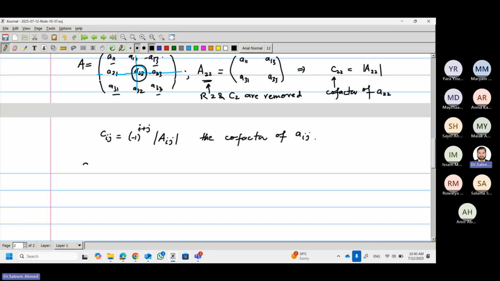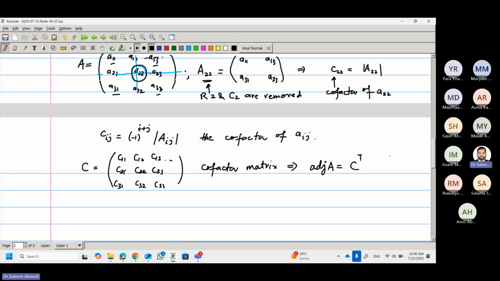Then you write a matrix C, which is called a cofactor matrix: C11, C12, C13, C21, C22, C23, and then C31, C32, C33, and so on, because you have all the cofactors. This is called the cofactor matrix. And if you take the transpose of this one, that is called the adjoint of the matrix. So the adjugate of A is the transpose of this cofactor matrix.